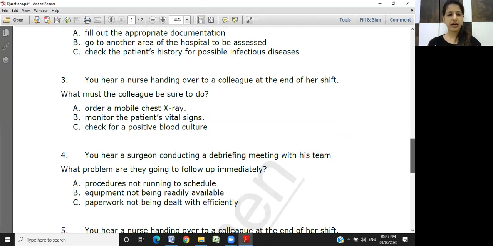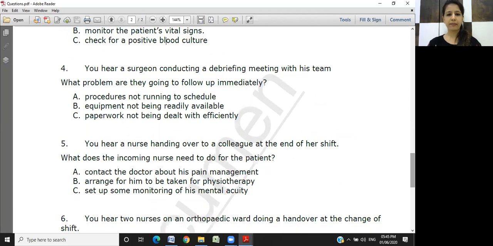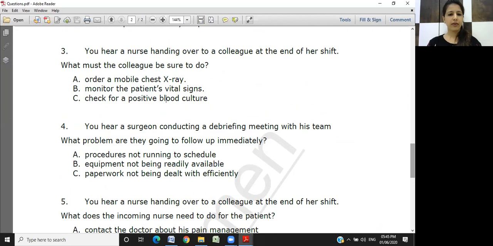Okay. Now, next question. A surgeon conducting a debriefing meeting with his team. Okay. Again, a workplace related conversation, but here a surgeon and the team. So this is most likely going to be a monologue, because the surgeon and then there is a team. And even if there is a dialogue, majority of the instructions will be coming in from the surgeon, because it is a debriefing meeting. What problem?